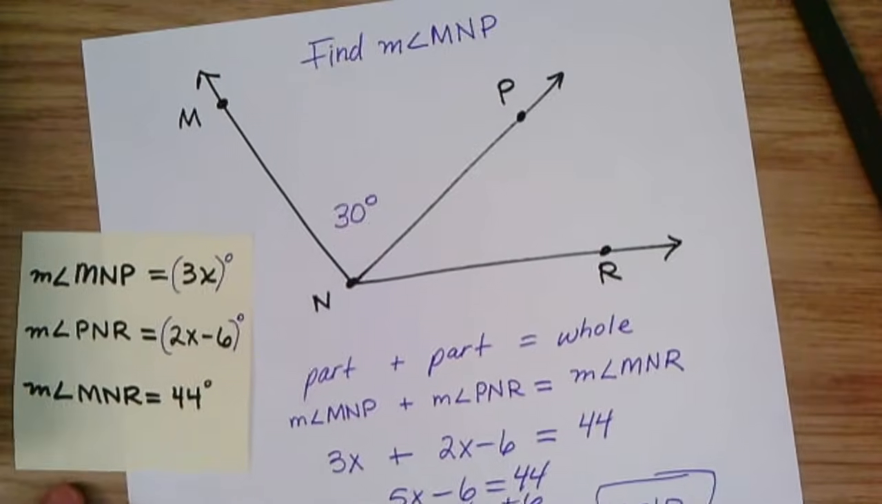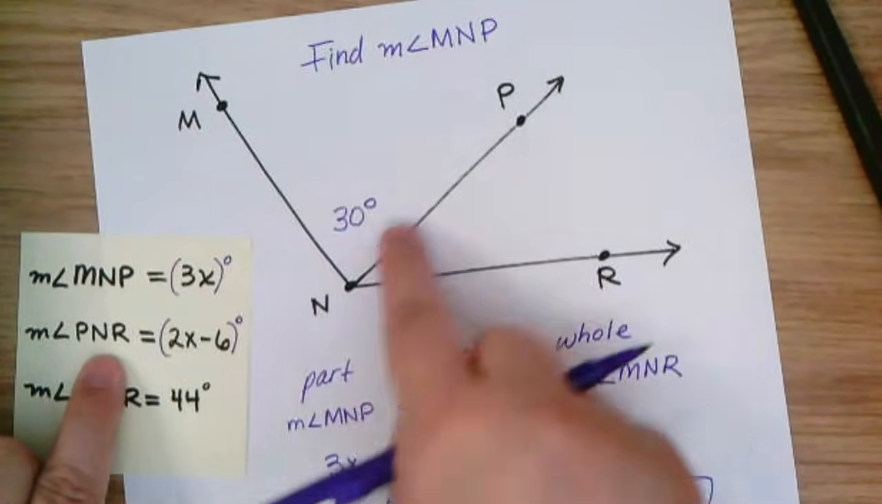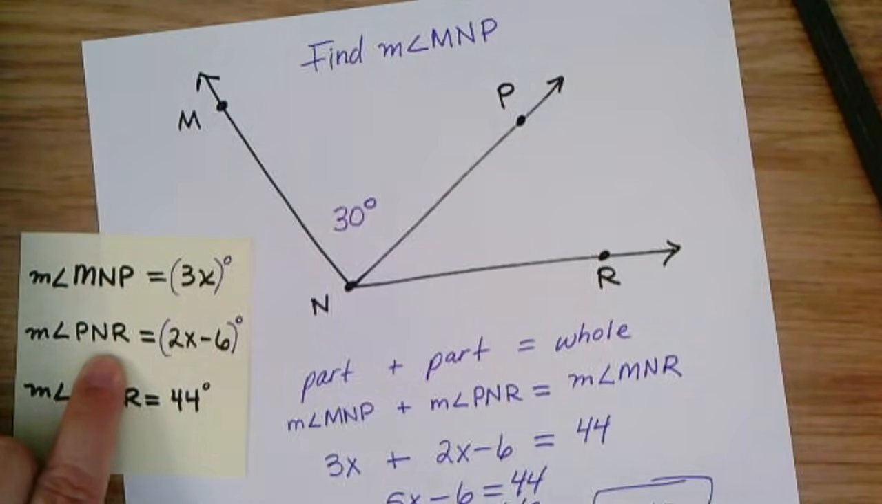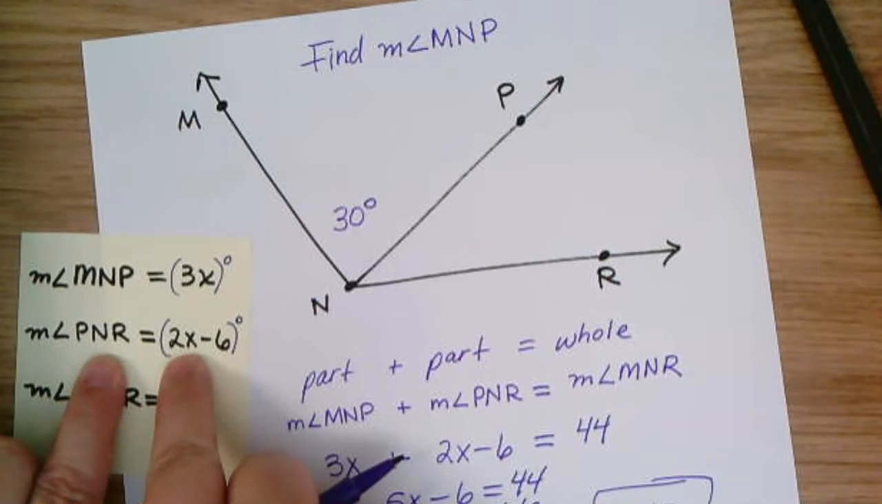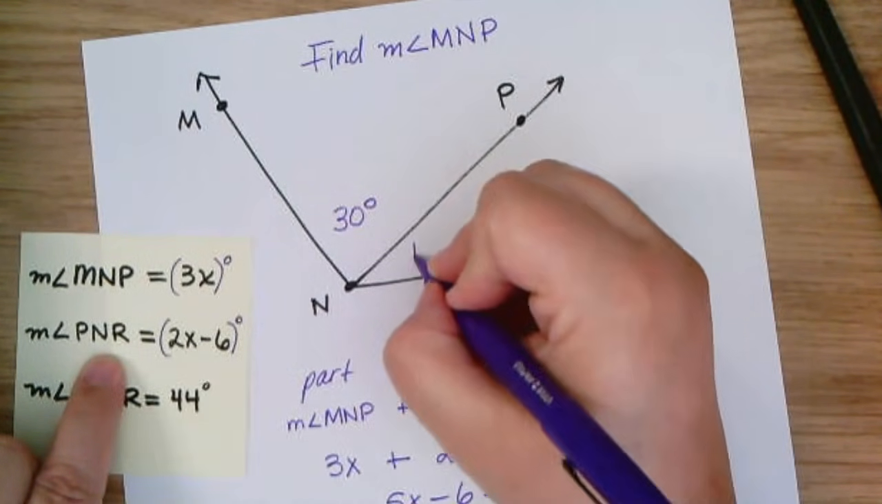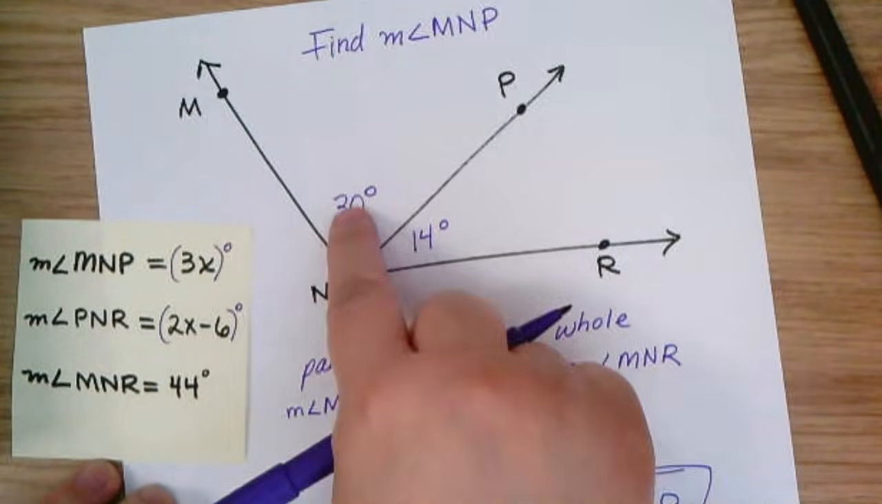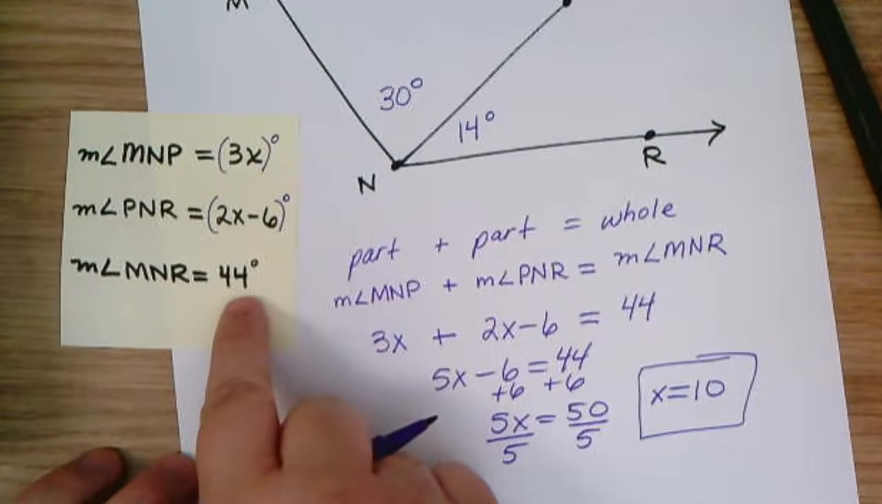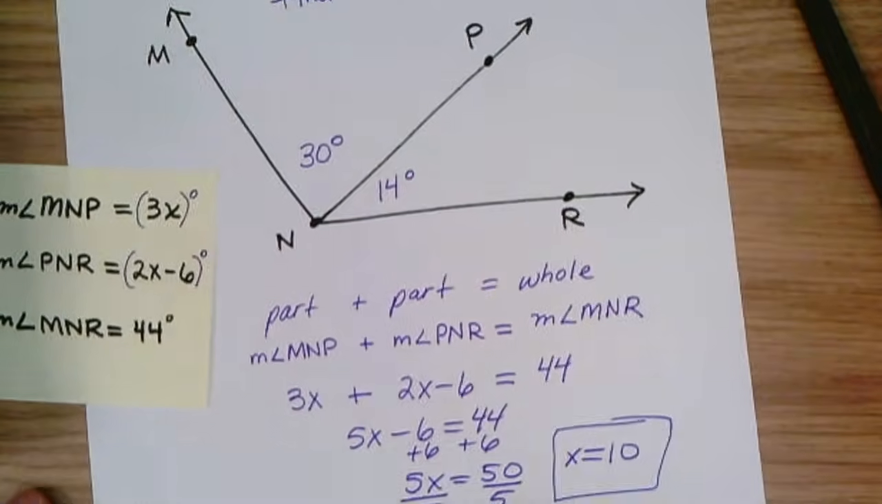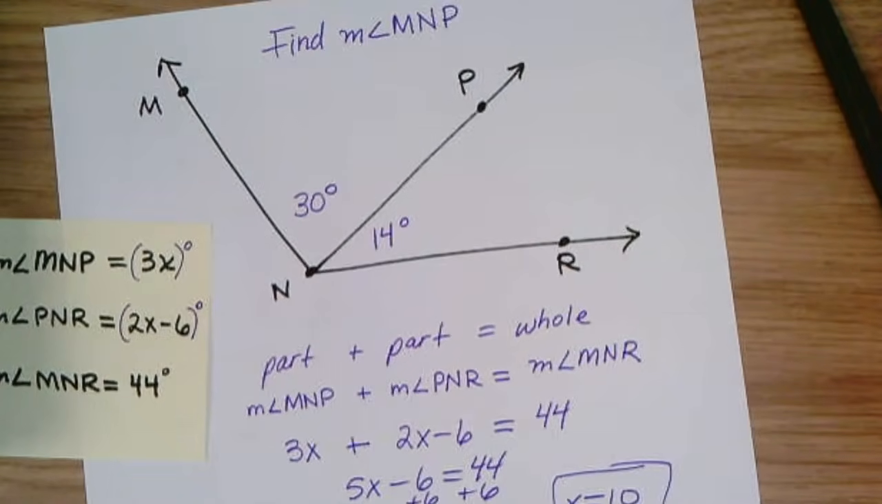It could have asked me for angle PNR. 10 plugged in here would give me 2 times 10 is 20, minus 6, 20 minus 6 is 14 degrees. And here again we get to check ourselves because 30 plus 14 does add up to 44. So it all makes sense and we must have done it right.